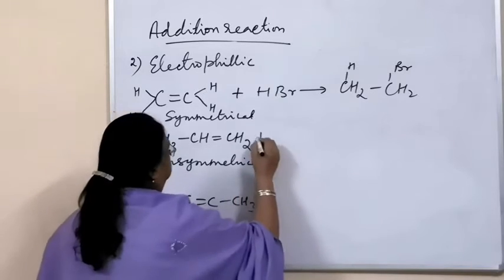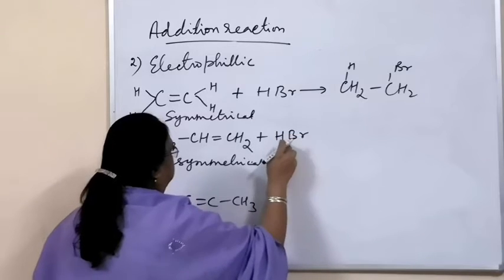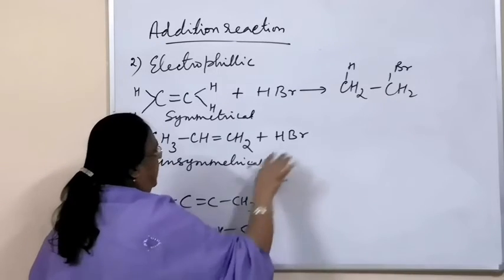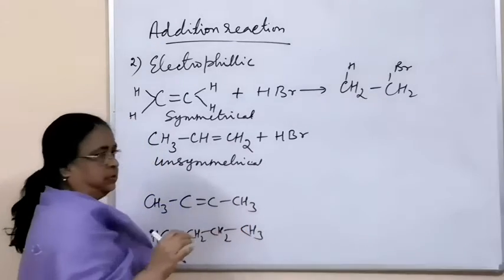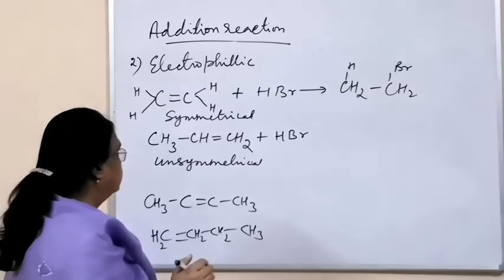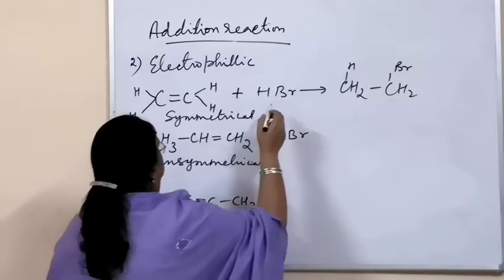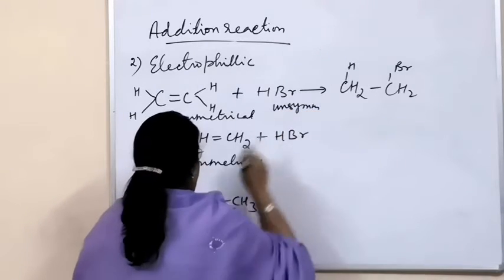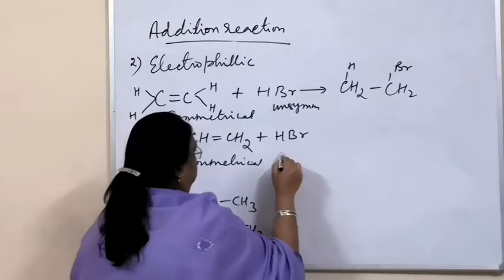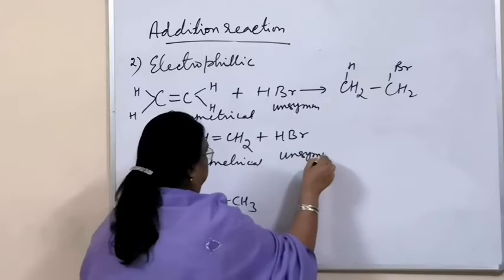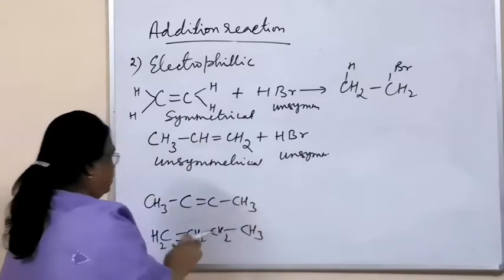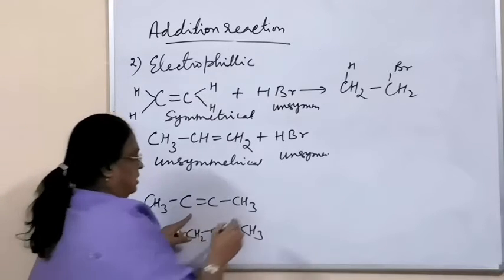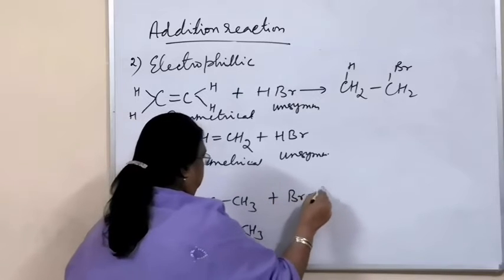And here this is your unsymmetrical. Addendum is also unsymmetrical. Means what? Both parts, the electrophilic and nucleophilic part, both are different atoms. So both are unsymmetrical. So this is symmetrical, but this is unsymmetrical. This is unsymmetrical, and this is also unsymmetrical. And here this is your symmetrical, and this you can also take symmetrical.